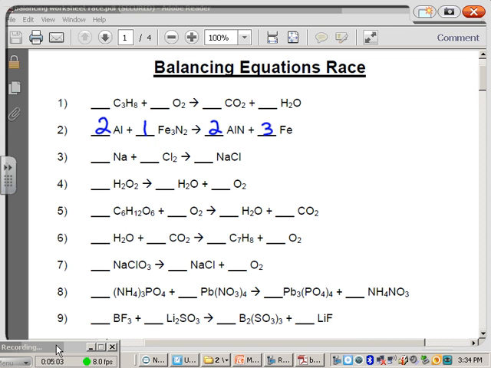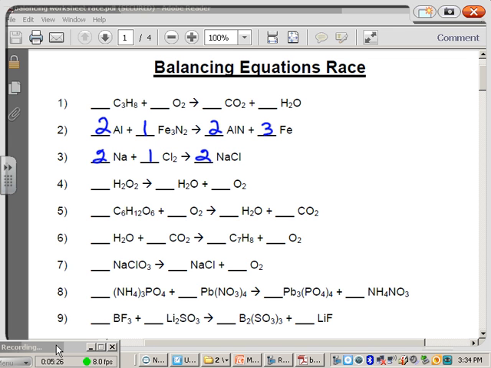Okay, next one. This one's pretty simple. We have one sodium on each side, but we have two chlorines and only one on the product side. So I'm going to put a 2 there, and then that gives me 2 sodium. So I need to put a 2 here and then a 1 here, and that balances the equation. I have 2 sodium on each side, 2 chlorines on each side. Equation is balanced. All right, number 4.